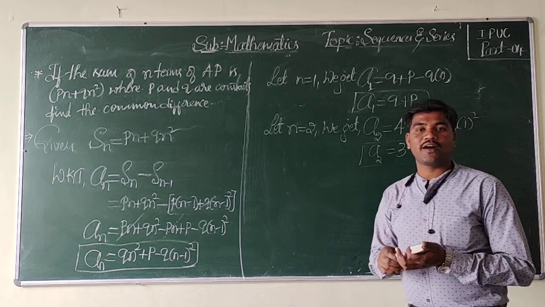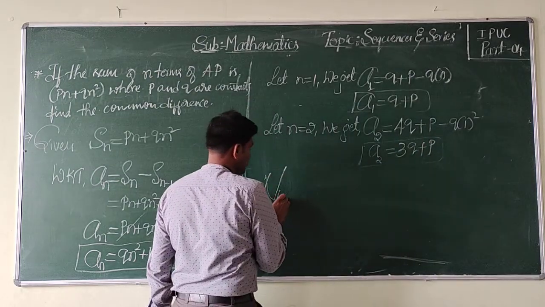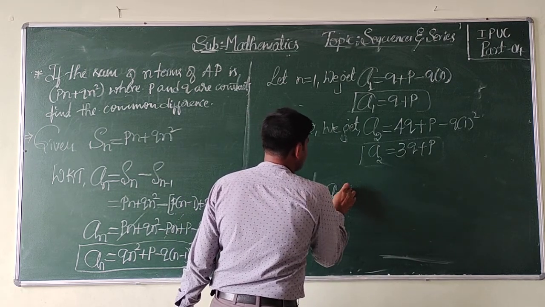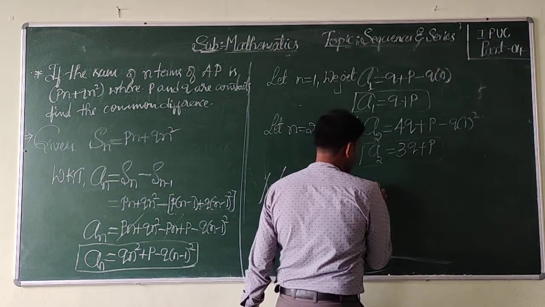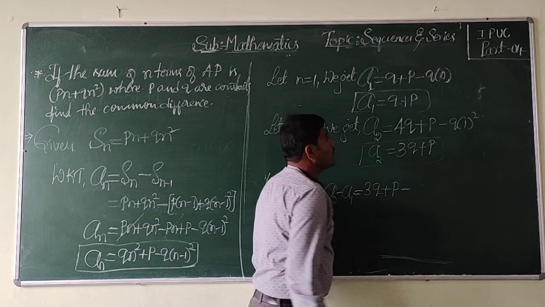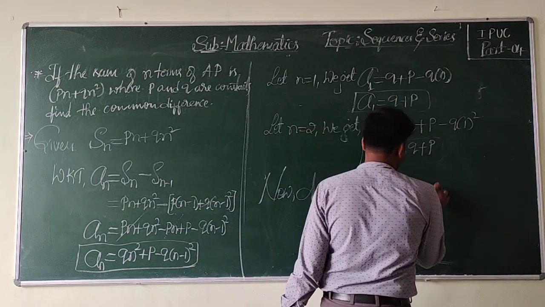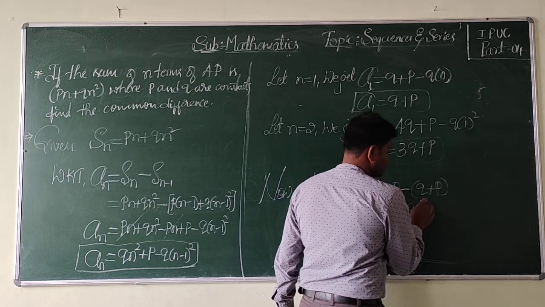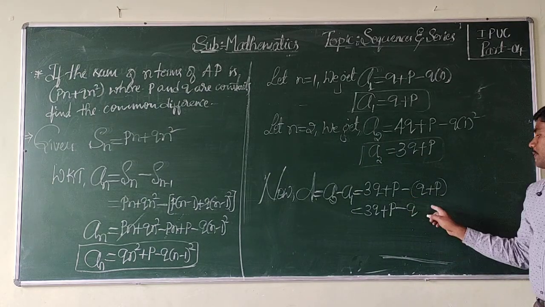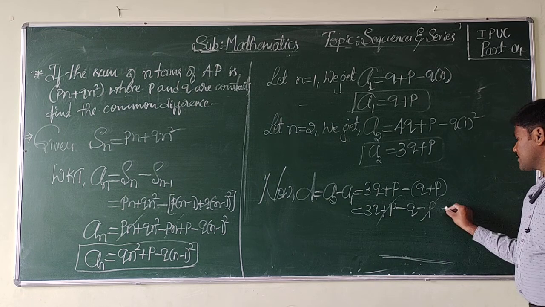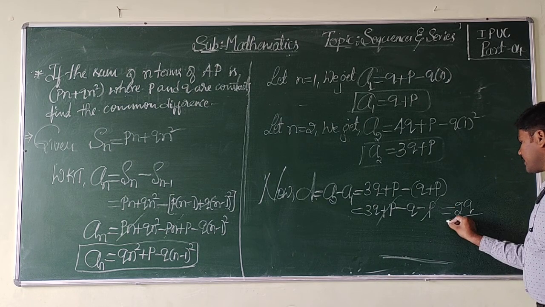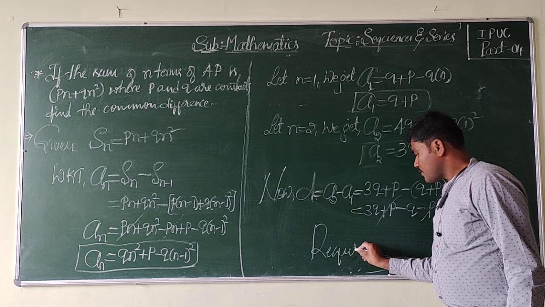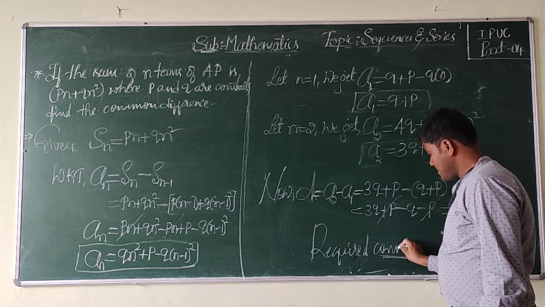Ultimately, how do we find the common difference? The common difference d of the AP is the difference of the first two terms, that is A2 − A1. A2 is 3Q + P, minus A1, which is Q + P. Now it becomes 3Q + P − Q − P, which gives 2Q. Yes, the required common difference is 2Q.